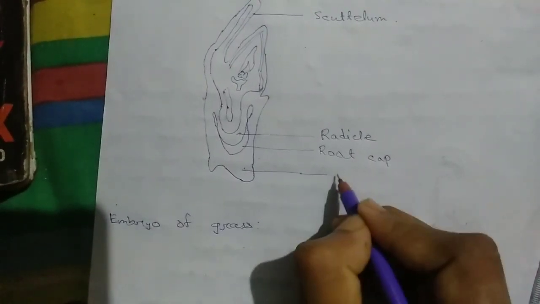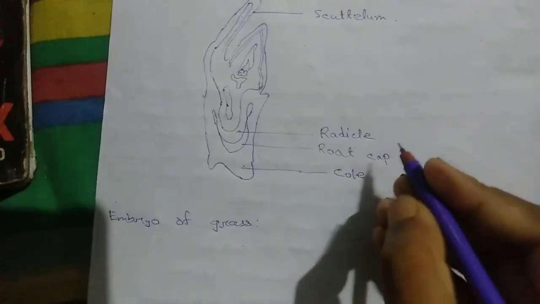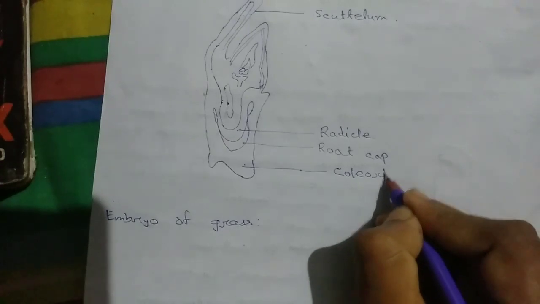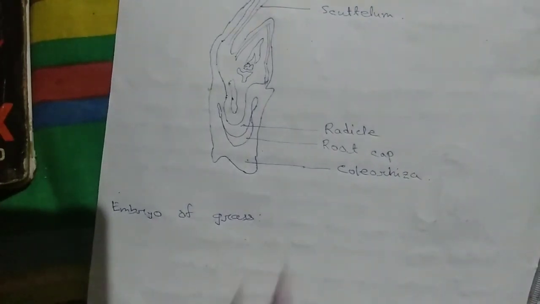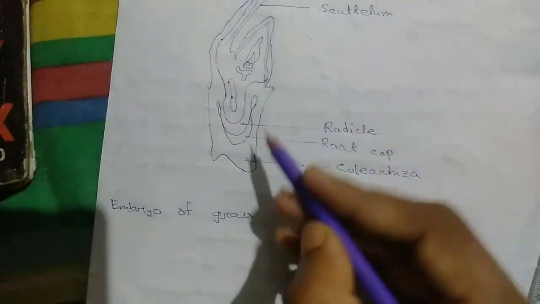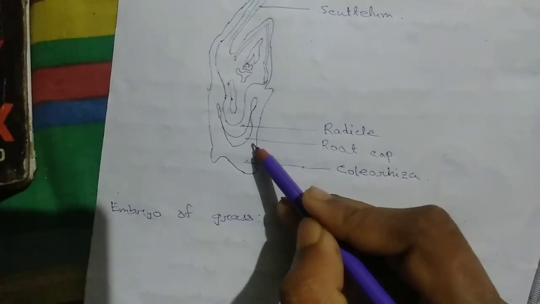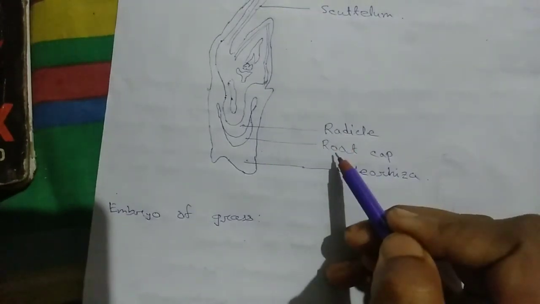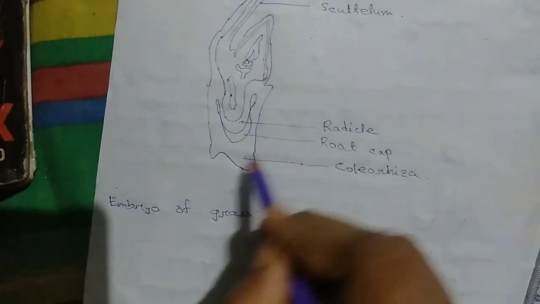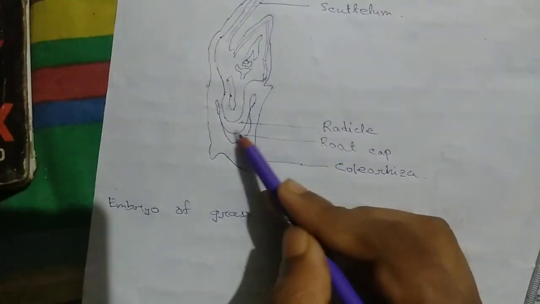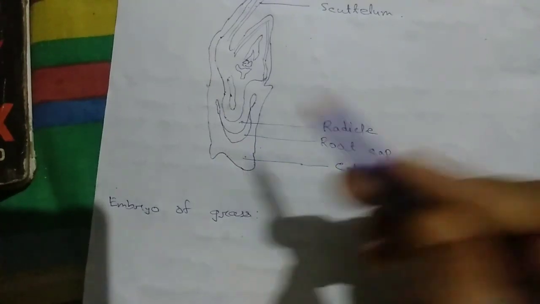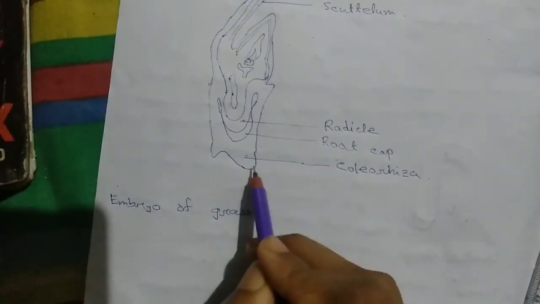Coleorhiza is a sheet which helps the radicle and root cap to stay near, so that they can be present together with each other. Coleorhiza helps.